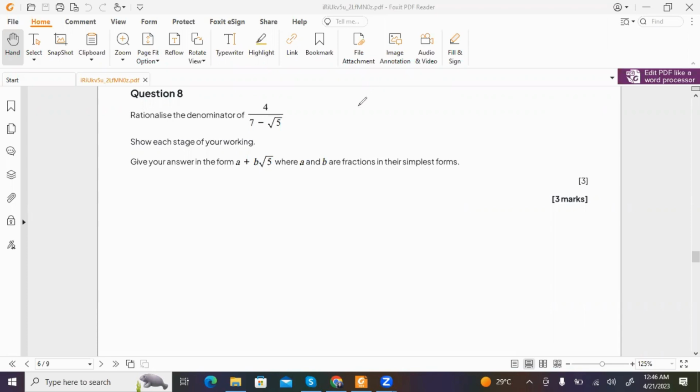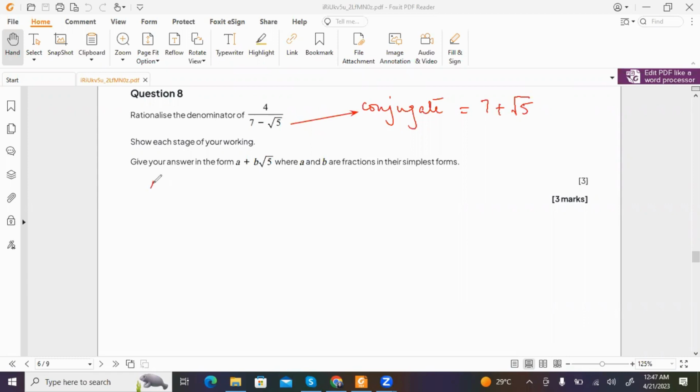It's slightly different. In such cases, when we're trying to rationalize the denominator, we multiply the numerator and denominator by the conjugate of the denominator. So the conjugate will be, for this case, 7 plus root 5. In the conjugate, your middle sign changes. If it's originally positive, it becomes negative. If it's originally negative, it becomes positive.